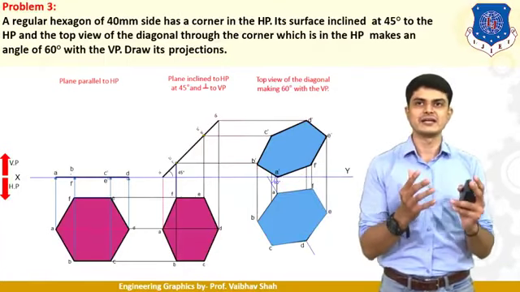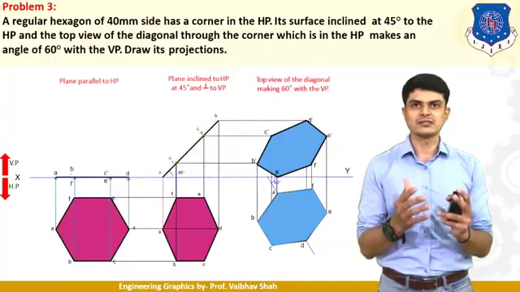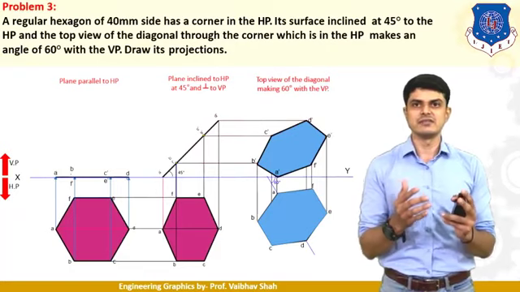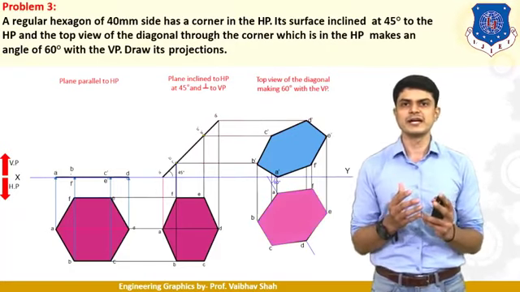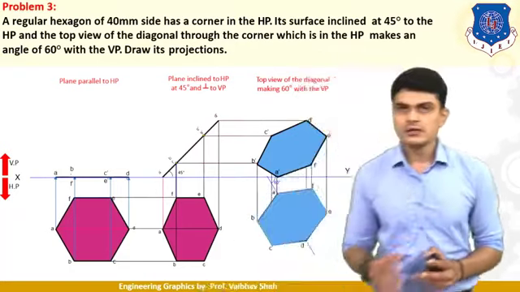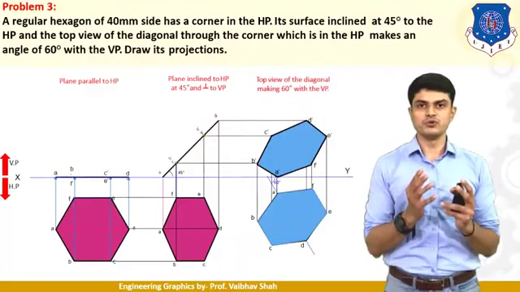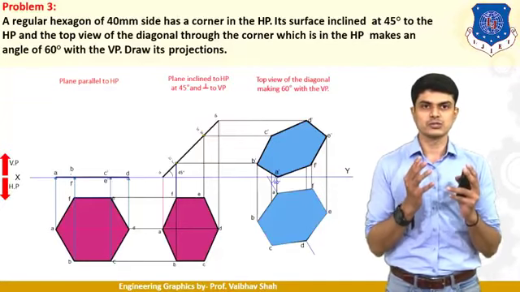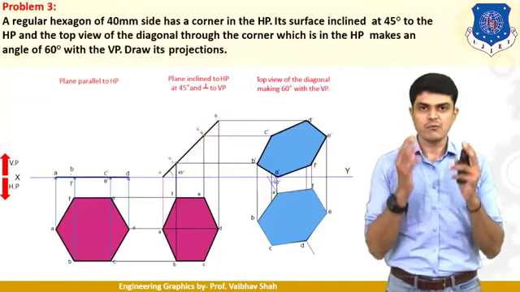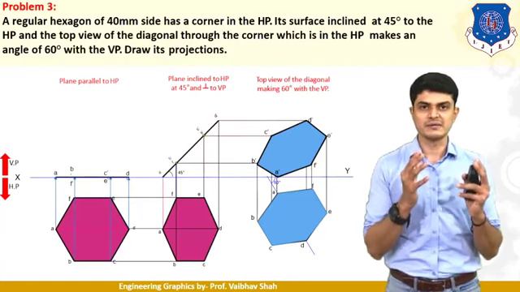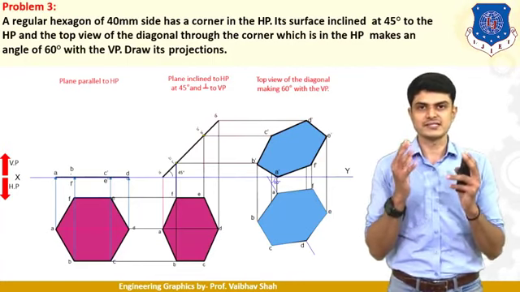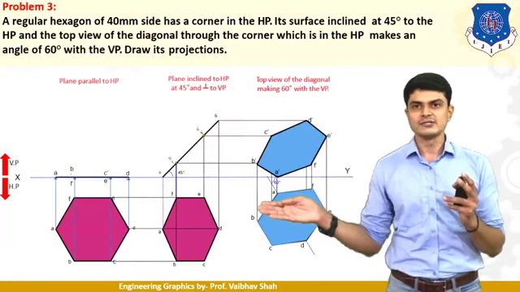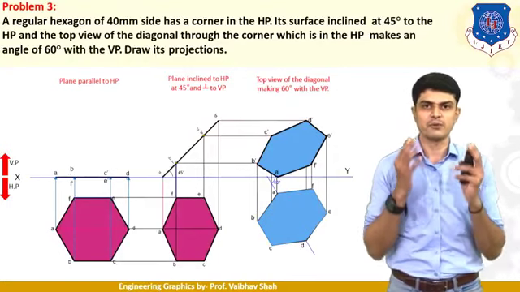Now let us move to the final condition, in which the top view of the diagonal through the corner, which is in HP, makes an angle 60 degree with the VP. Here we are talking about the top view of the diagonal through that corner. First let us understand what through that corner means. Corner means the corner on which it is resting. A is the corner, so there is one diagonal passing through point A. So AD is the diagonal which is passing through that corner.